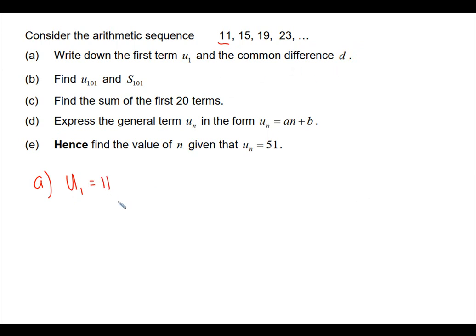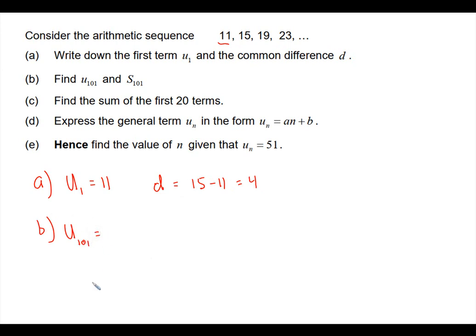And they want us to find the common difference. So the common difference, that's when we subtract consecutive terms. We have 15 minus 11, so that's going to give us 4. Okay. Part B, we need to find the 101st term.